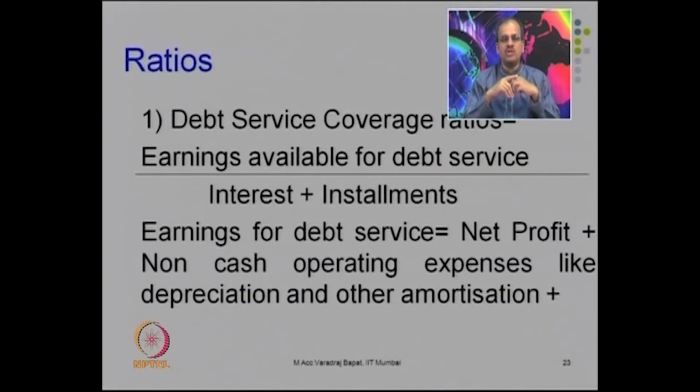There are also ratios which try to see the capacity of the company or entity to repay its loans or to service its debt, known as debt service coverage ratio, where we look at the earnings which are available for debt service divided by interest plus installments due.